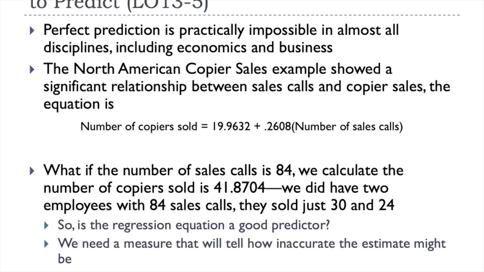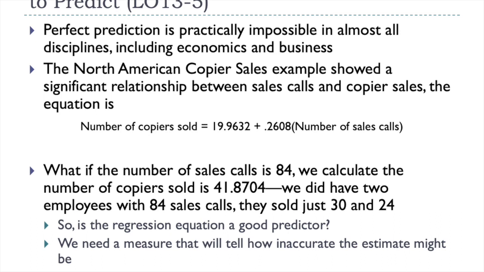And so let's examine if the number of sales calls made was 84. Based on our equation, we would estimate that the number of copiers sold would be 41.87. We actually did have 2 employees in our data set with 84 sales calls each, and they only sold 30 and 24 copiers respectively that month.